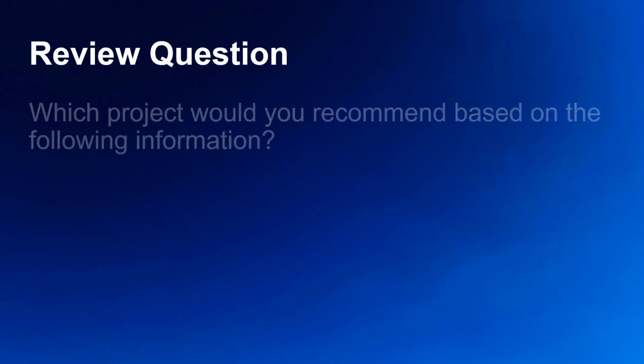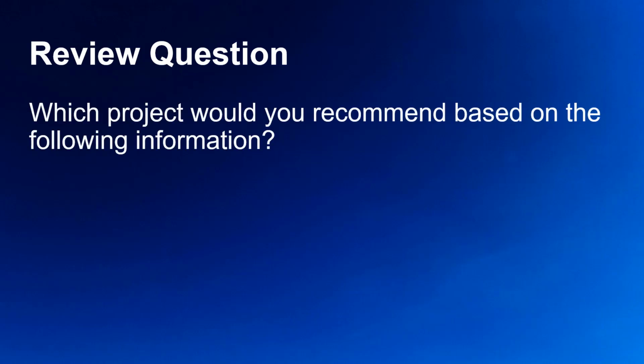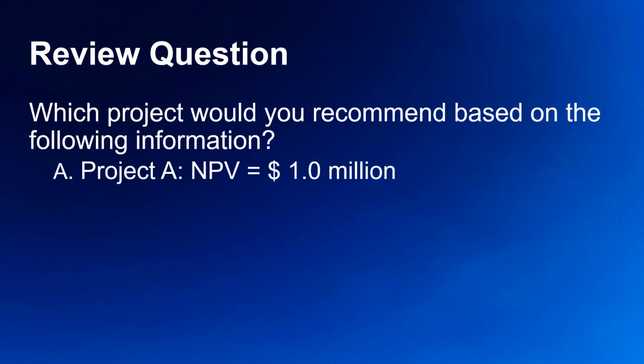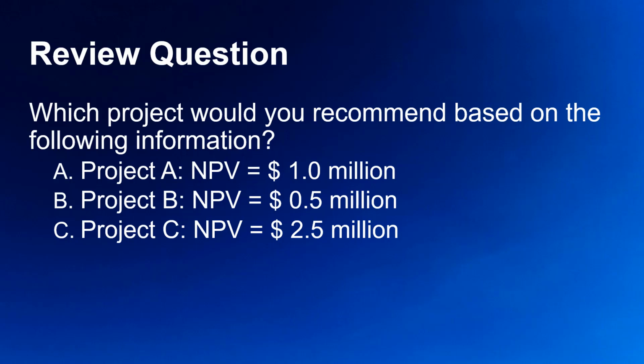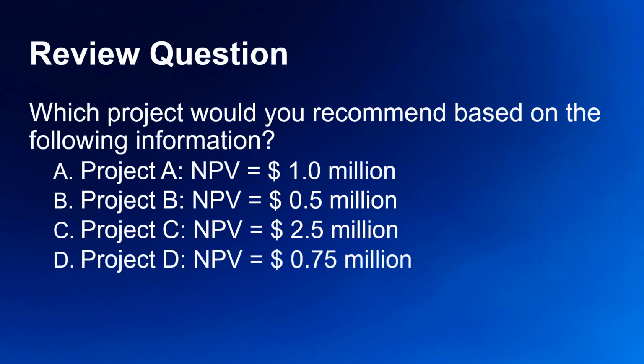I have 2 review questions for you to see how well you did at comprehending the material. Which project would you recommend based on the following information? A. Project A with an NPV of 1 million. B. Project B with an NPV of 500,000. C. Project C with an NPV of 2.5 million, or D. Project D with an NPV of 0.75 million. As always, I'll give you some time to think about this so you can select what you think is the correct answer.